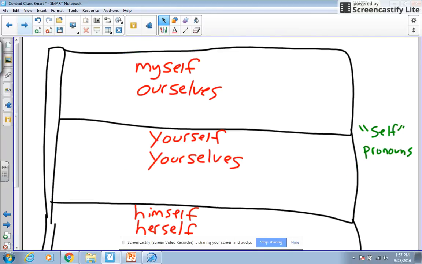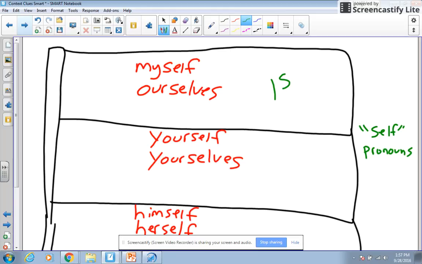So just like our pronouns, we have first, second, and third person reflexive and intensive pronouns. Reflexive and intensive pronouns are the same pronouns. So all these words are reflexive and intensive. It's just the job is different. Okay, so remember, intensive pronouns make the sentence more intense. Reflexive pronouns are necessary in a sentence.